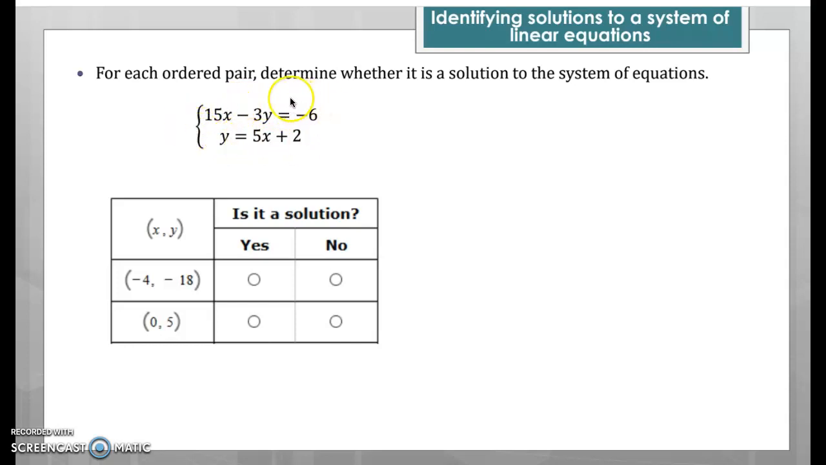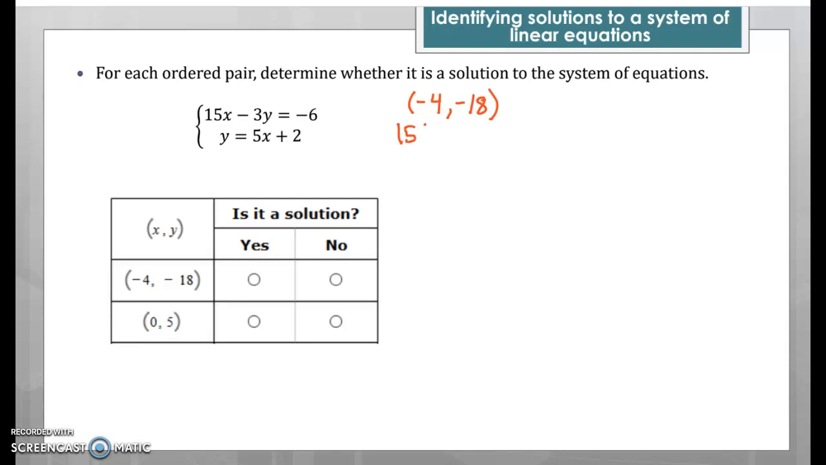Wherever these two lines cross or intersect is going to be the solution to the system. They're going to intersect at a point, or they're going to be the same line and they will have infinite intersections. But if this point -4, -18 lies on both of our lines, then it will be a solution. And we test whether it's a solution by plugging our point or our ordered pair in for each of our lines.